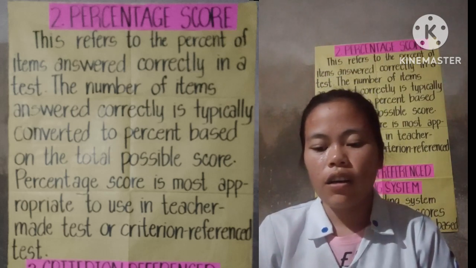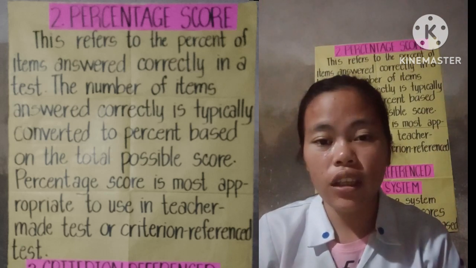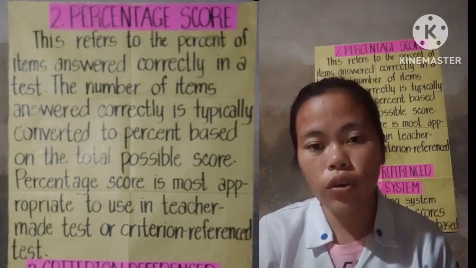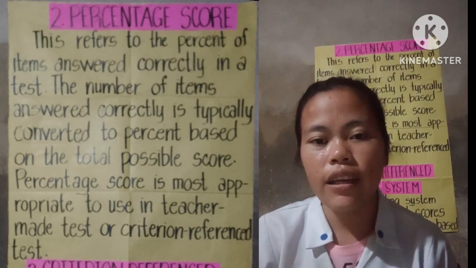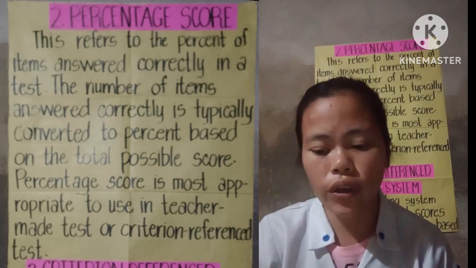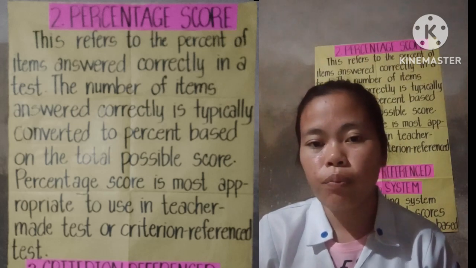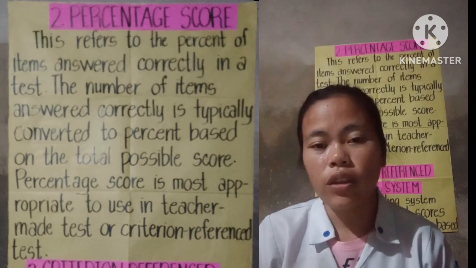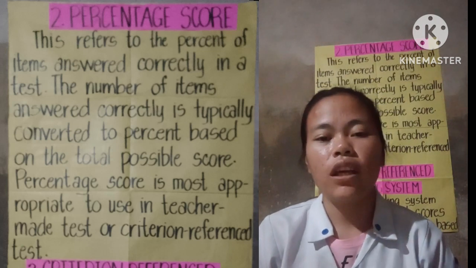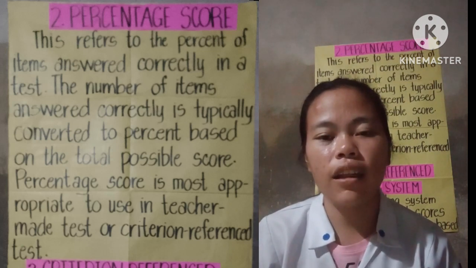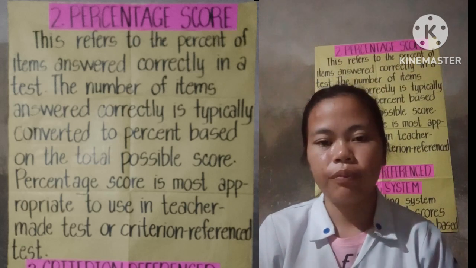So, if we solve, 40, which is the raw score obtained by the student, over 50, the highest possible score, is equal to 0.80. Times 100 is equal to 80%. So, that is how to get the percentage score.